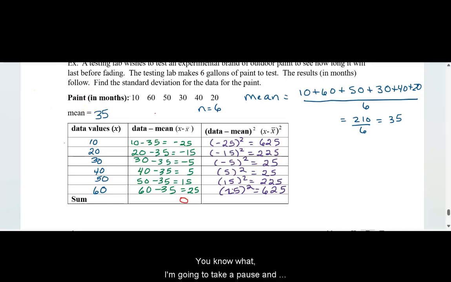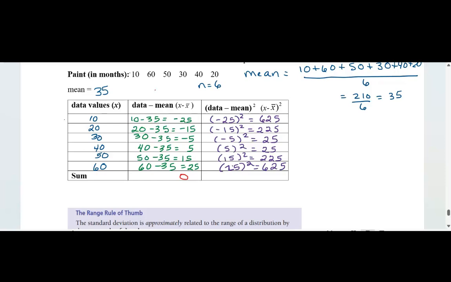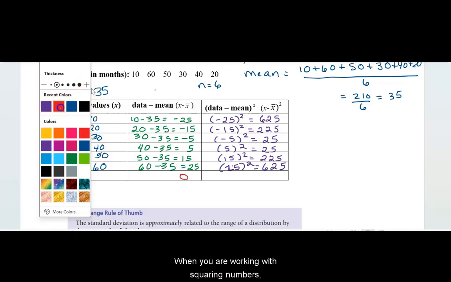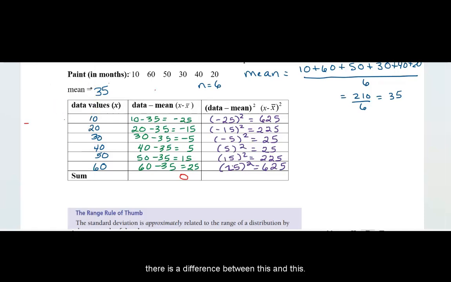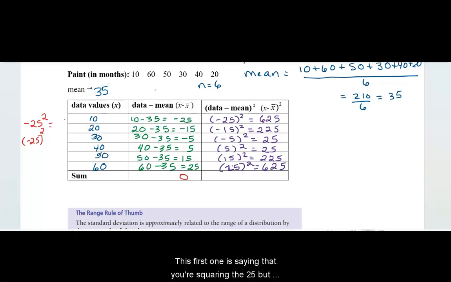You know what? I'm going to take a pause and just go down here for a minute because I want to show you something. A little side note. When you are working with squaring numbers, there is a difference between this and this. And I just want to make a note of that. This first one is saying that you're squaring the 25, but leaving the answer negative, which means this would be negative 625. This is saying you're taking negative 25 times negative 25, which is positive 625.